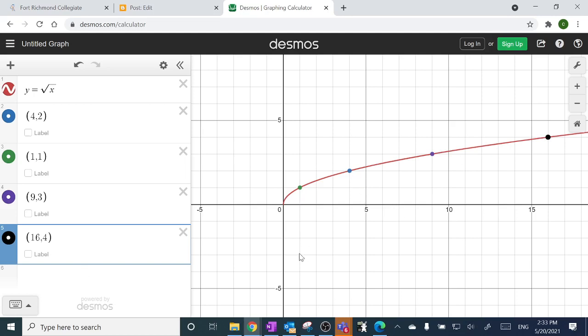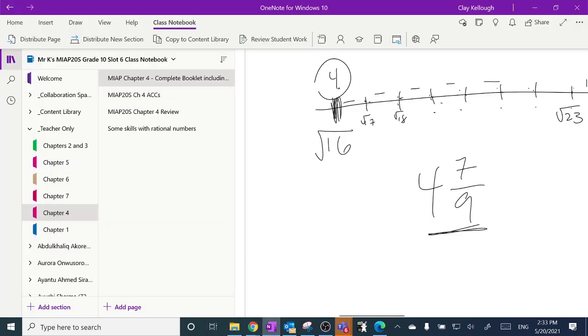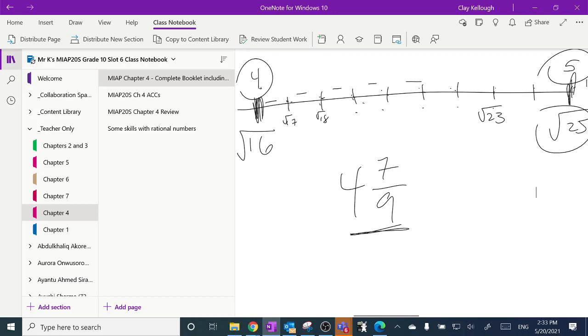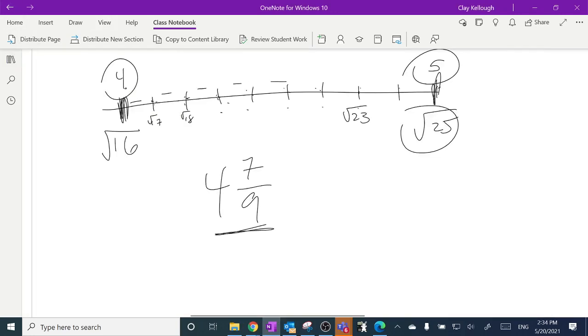So the space between perfect squares is growing, which means even the space between non-perfect squares will be growing. So that means that this estimation method gets less and less accurate the bigger the numbers are. It could never be perfectly accurate. So hopefully that makes some sense to you. But it's not a bad way to get an estimate.